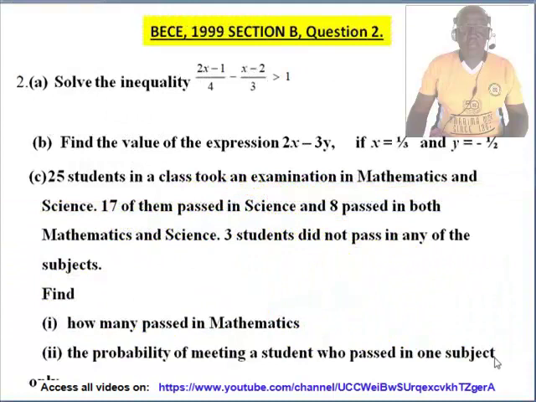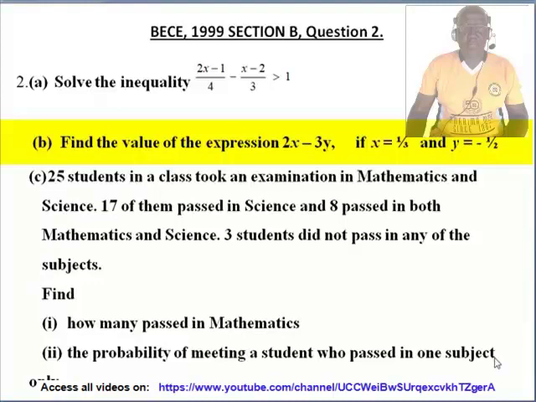BECE, 1999, Section B, Question 2. 2a. Solve the inequality (2x - 1)/4 - (x - 2)/3 > 1. 2b. Find the value of the expression 2x - 3y, if x = 1/3 and y = -1/2.